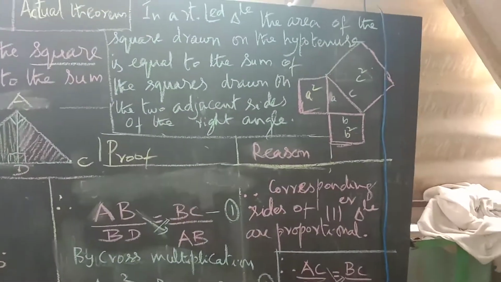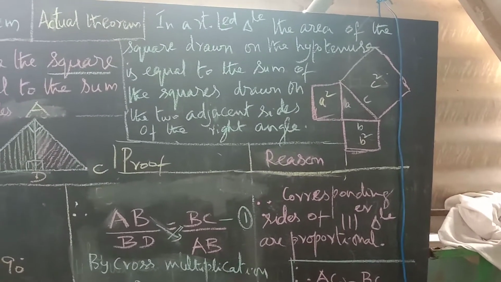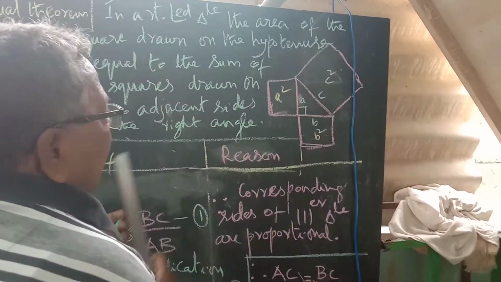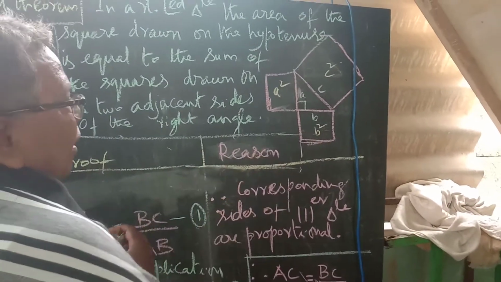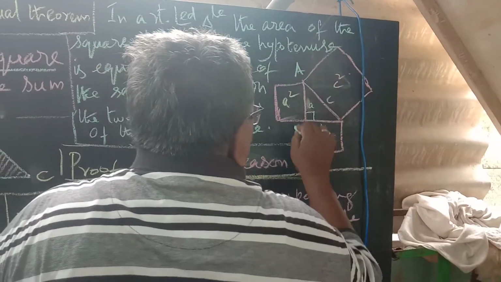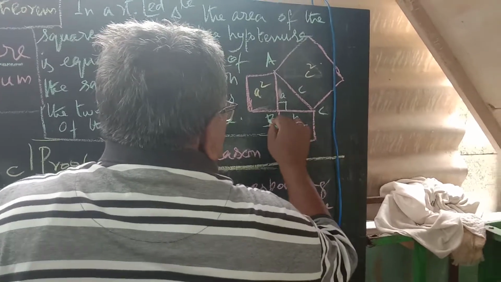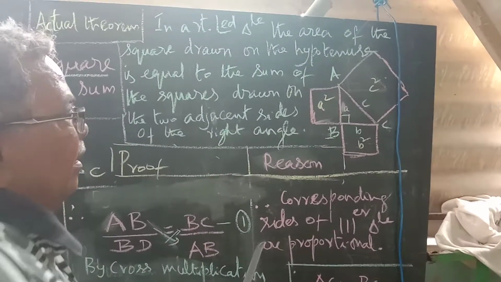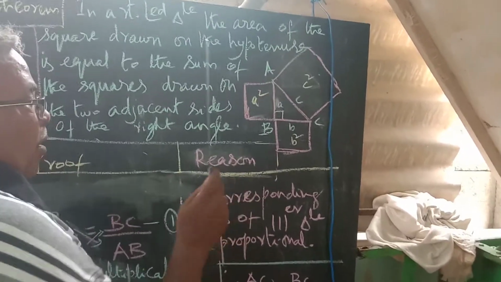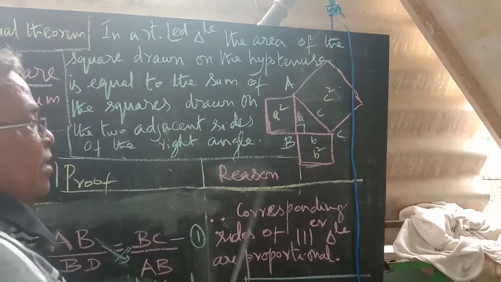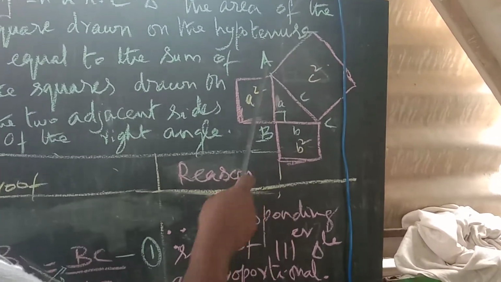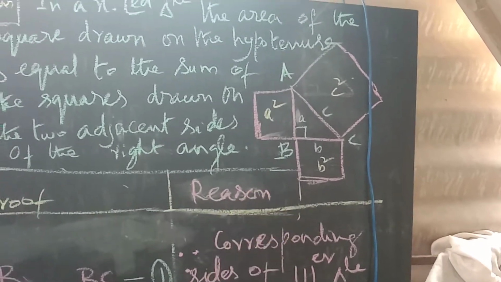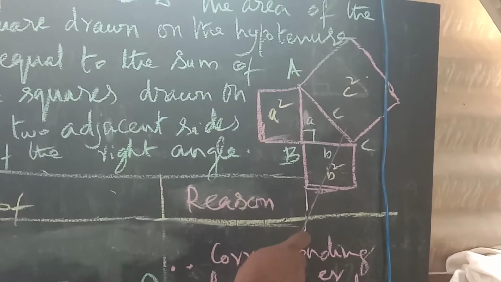Here I am giving names to this: A, B, C. Now ABC is a right angle triangle. In a right angle triangle, this is the right angle. Any one angle being 90 degrees is said to be a right angle triangle. The side opposite to the right angle is called the hypotenuse. That is, AC is said to be the hypotenuse.